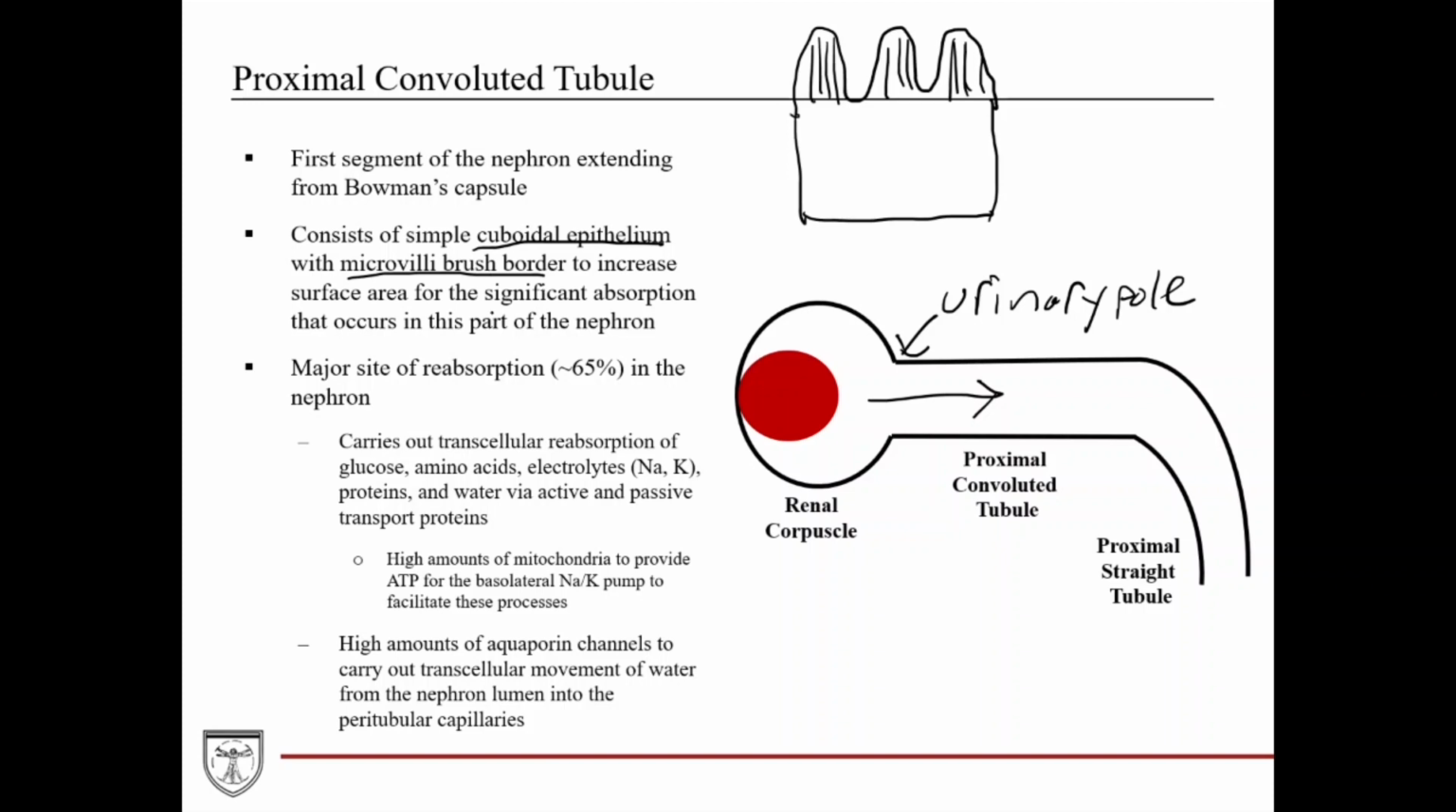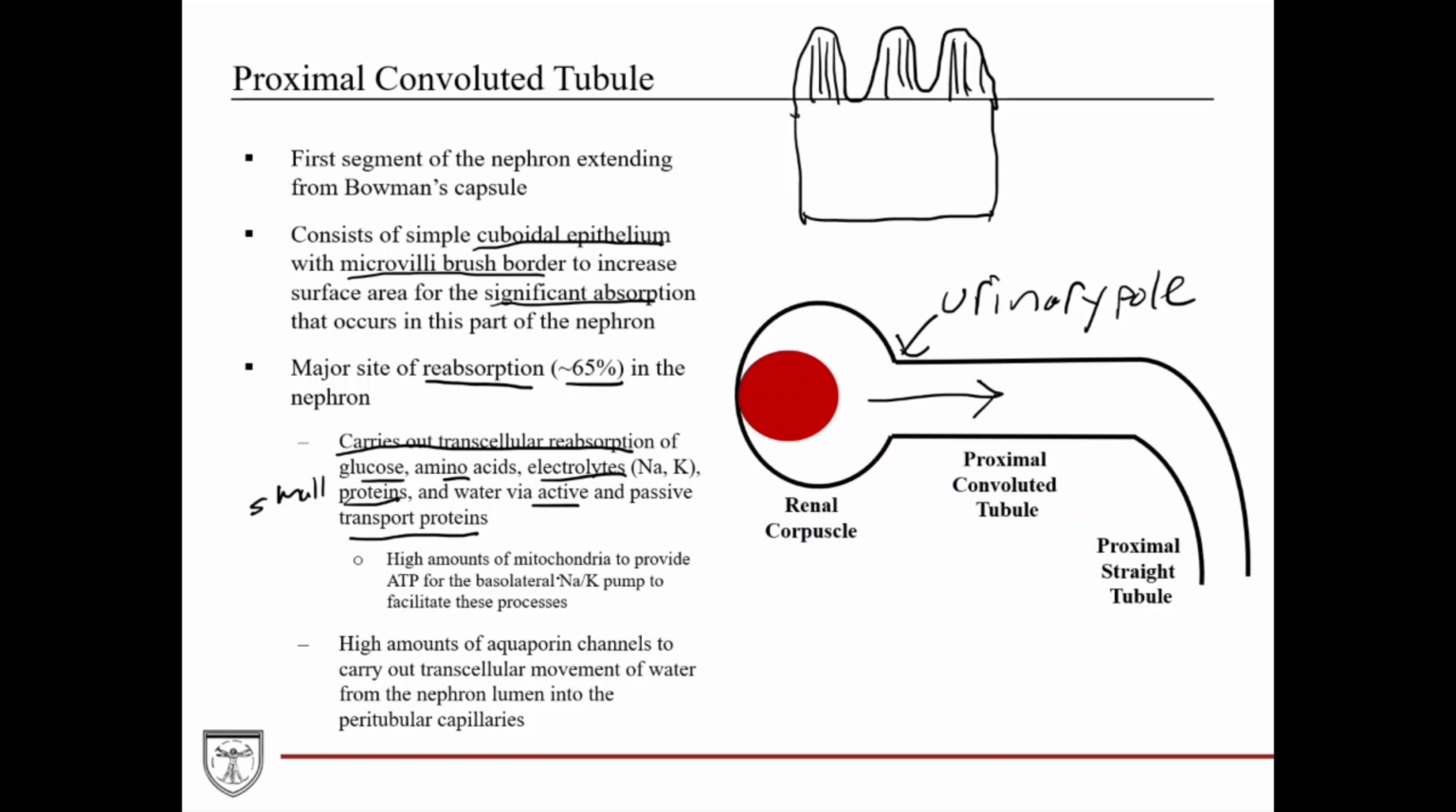And this is, as you know, to increase the surface area for significant absorption that's occurring here. It's the major site of reabsorption. Again, 65% of the reabsorption of the entire nephron occurs in the proximal convoluted tubule. The way it does that is it carries out transcellular reabsorption of glucose, amino acids, electrolytes, sodium, potassium, I should say small proteins, smaller than albumin, and then water via both active and passive transport proteins.